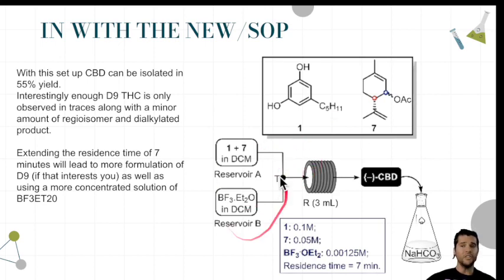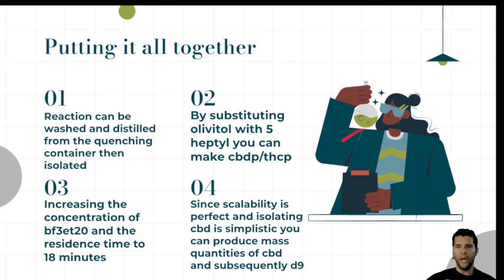If you could just start with your starting material and you're going to recover all of your DCM, there's very minimal cost that goes into the DCM, although it is a pain in the butt to deal with, and you need to be set up to be able to do that. But by just doing a continuous flow through synthesis, you've just chopped the price of CBD in basically half. But wait, there's more. Let's put it all together. The reaction can be washed and then distilled from the quenching container and then just isolated. That's what we were just talking about.